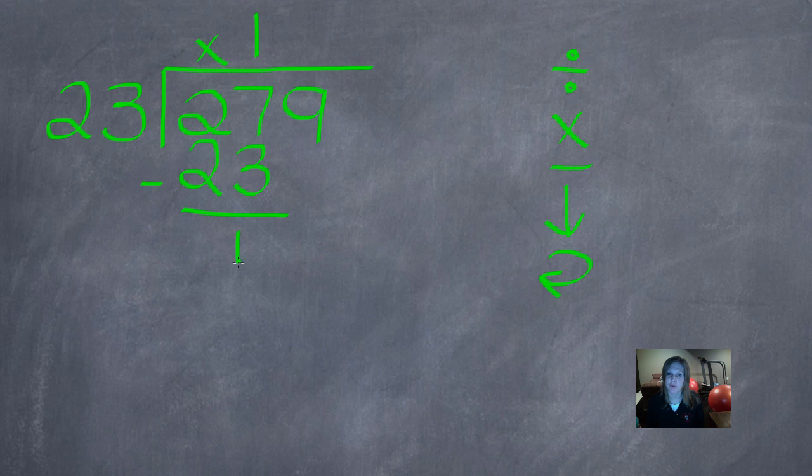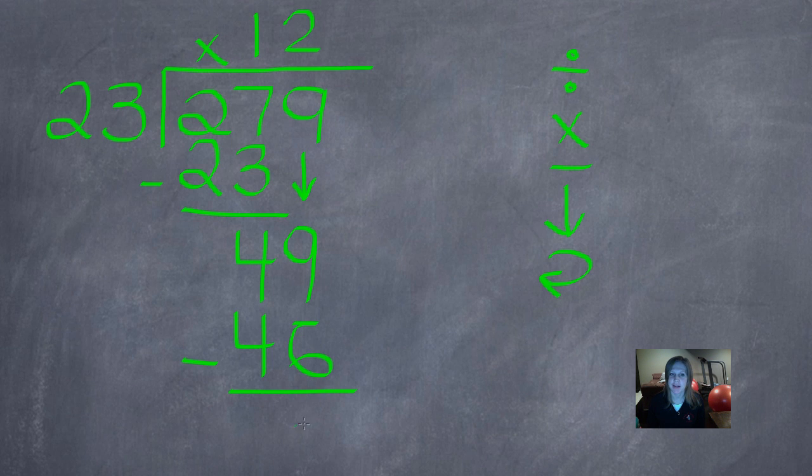7 minus 3 is 4. 2 minus 2 is 0. So we have to bring down next. Bring down that 9. And 23 goes into 49. I know that 23 plus 23 is 46, so I know that it will go into 49 2 times. So I follow my bring down arrow straight back up and write my 2 above it. 2 times 3 is 6, and 2 times 2 is 4.